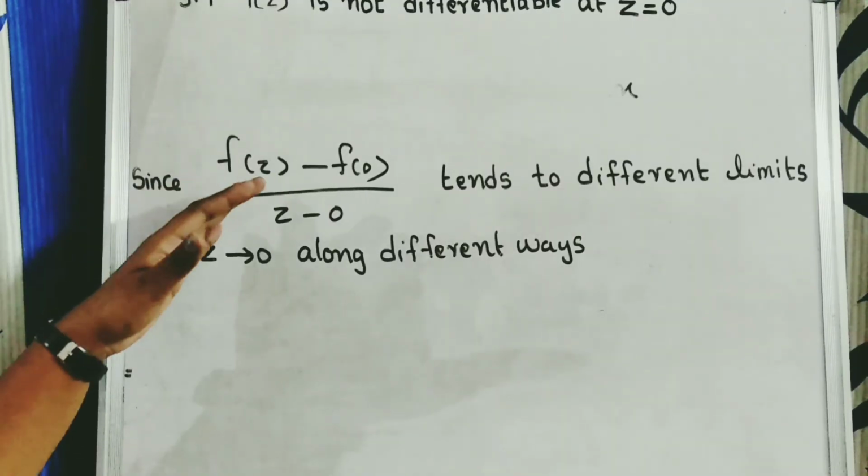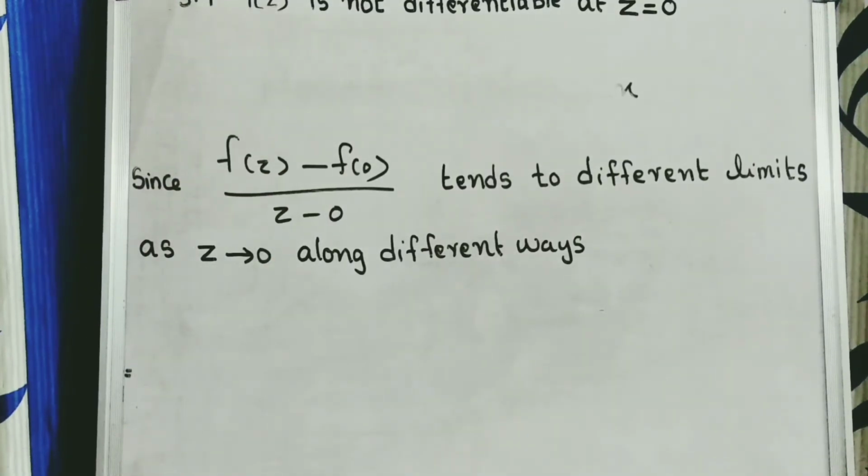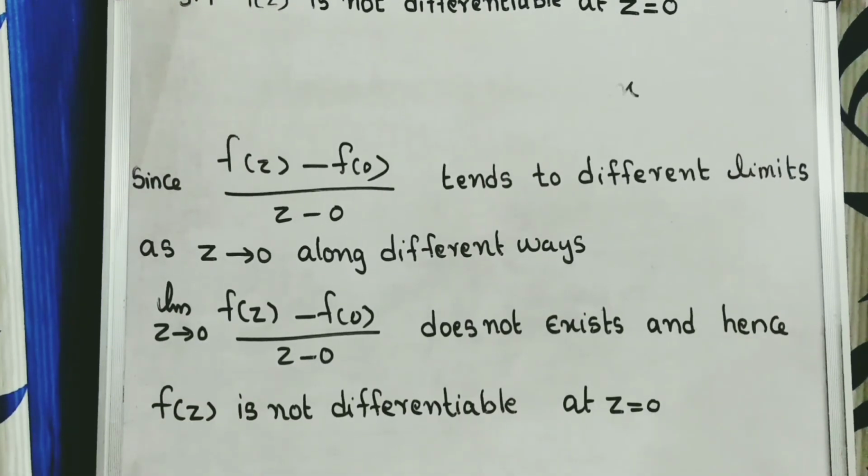Since (f of z minus f of 0) divided by (z minus 0) tends to different limits as z tends to 0 along different ways, the limit as z tends to 0 of (f of z minus f of 0) divided by (z minus 0) does not exist, and hence f of z is not differentiable at z equal to 0. Clear?